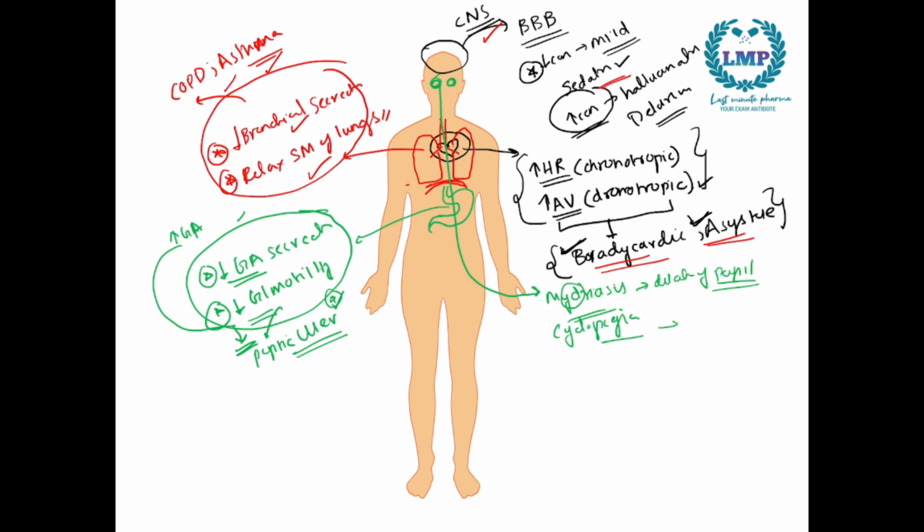And cycloplegia means paralysis of accommodation. This drug paralyzes the accommodation of the eye. Because of this property of pupil dilation and cycloplegia, it is mainly used for eye examination. Whenever they examine the eye, they put a few drops of this so that it paralyzes the accommodation.